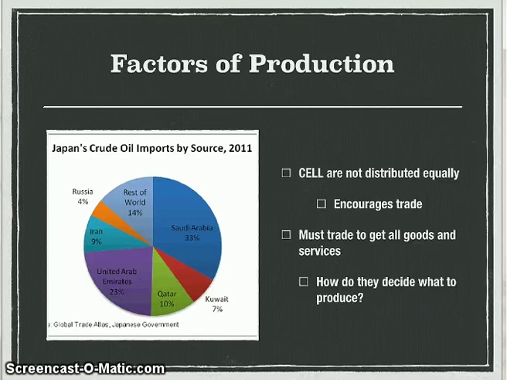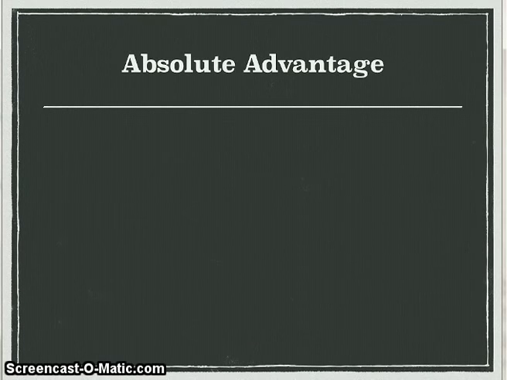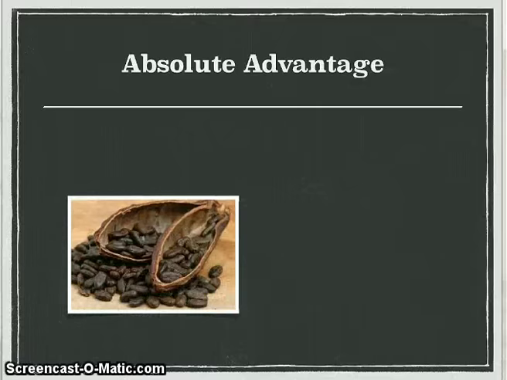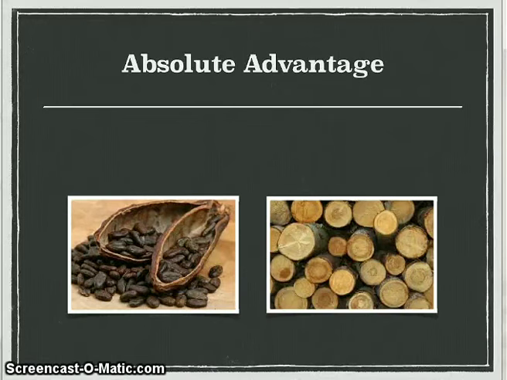How a nation decides what to produce is determined partially by what we call their absolute advantage. Absolute advantage is when a nation can produce a certain good with greater efficiency than its trading partner. For example, let's think about Costa Rica and Panama. They both produce coffee and lumber. Costa Rica can produce each at a lower cost, so therefore it would be correct to say that Costa Rica holds an absolute advantage over Panama in both of these items. So if Costa Rica can produce them for less, they hold an absolute advantage.